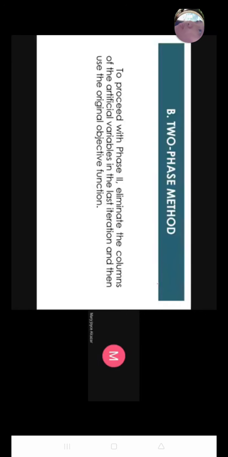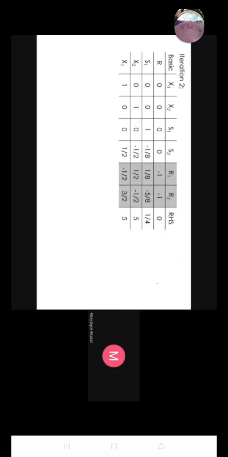To proceed with phase 2, you will only eliminate the columns of the artificial variables in the last iteration and then use the original objective function. So this is our last iteration. Just need to eliminate the columns of the artificial variables and then use the original objective function. So here is our original objective function.